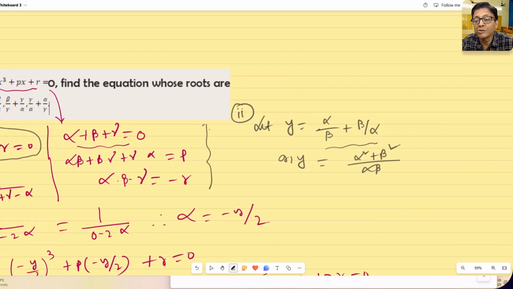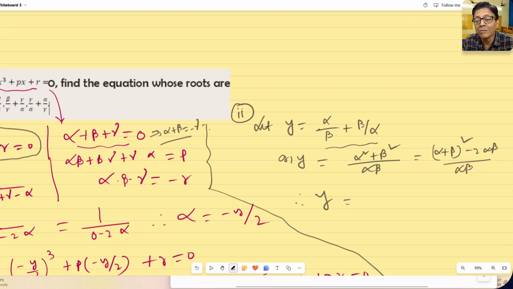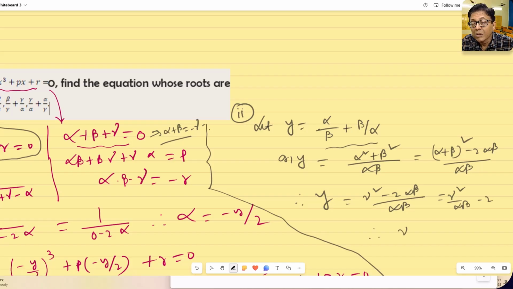But this thing is what? Alpha plus beta whole square minus 2 alpha beta, by alpha beta. Now what is alpha plus beta? This gives alpha plus beta equal to minus gamma. So put it there. So y is going to be gamma square minus 2 alpha beta by alpha beta. Separate, it is going to be gamma square by alpha beta minus 2. Therefore, gamma square by alpha beta is going to be 2 plus y.